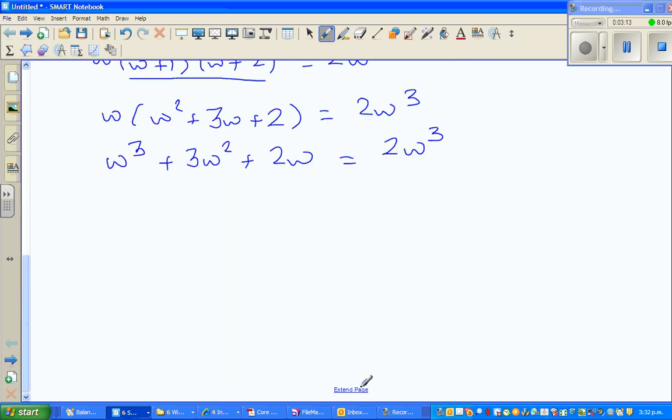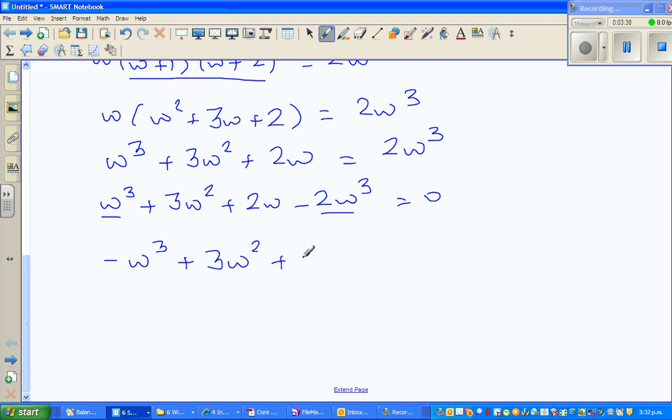Now taking away W cubed from both sides, W cubed plus 3W squared plus 2W minus 2W cubed is equal to 0. So this and this can be simplified: minus W cubed plus 3W squared plus 2W is equal to 0. Now what can we factor out? You can factor out a minus W. If you factor out a minus W, times W squared will give you minus W cubed, minus 3W, minus 2, is equal to 0.